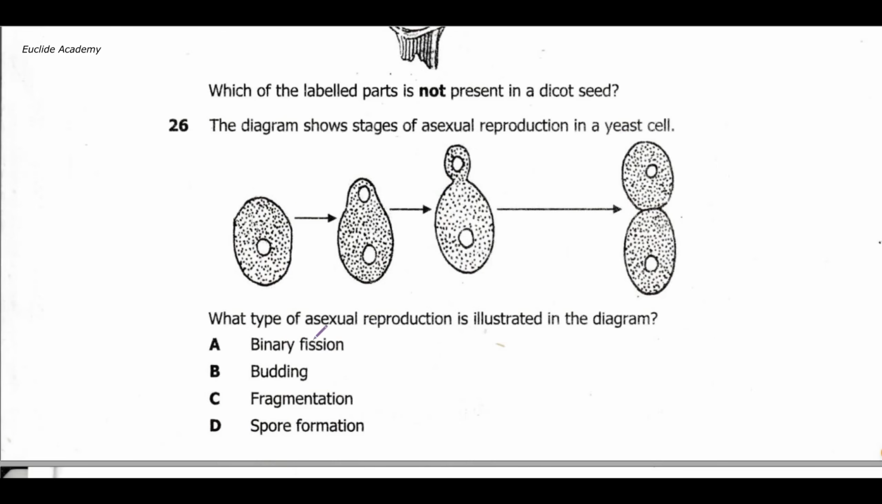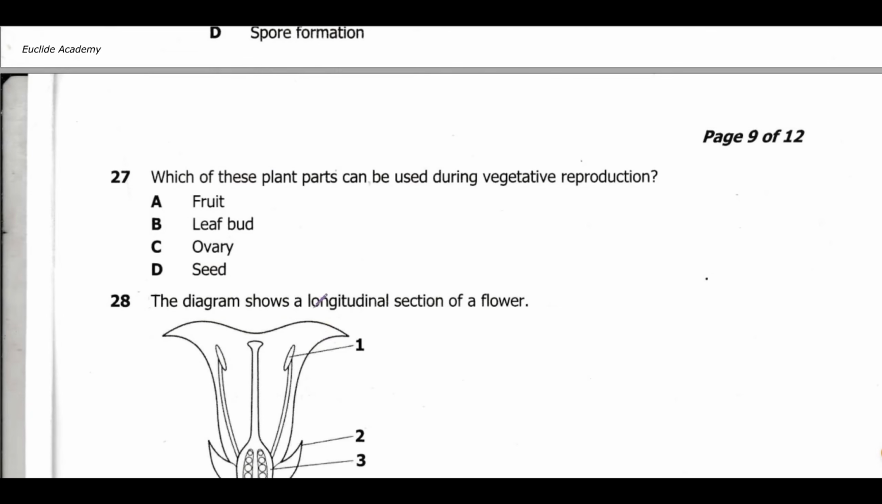The diagram shows stages of asexual reproduction in yeast. What type of asexual reproduction is illustrated in the diagram? So in yeast, this one is actually called budding, where you have a bud which is being formed from the parent cell, and then they develop where we've got 2 daughter cells from one parent cell. So this is budding from yeast. So yeast carry out asexual reproduction, and the type is budding.